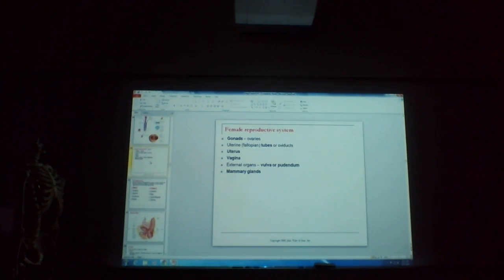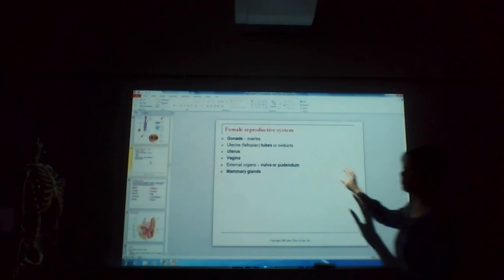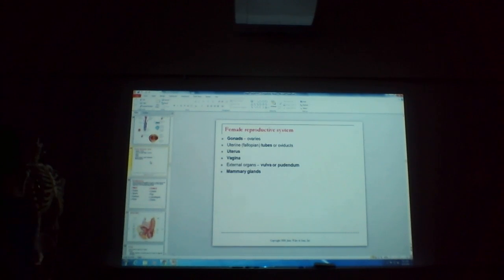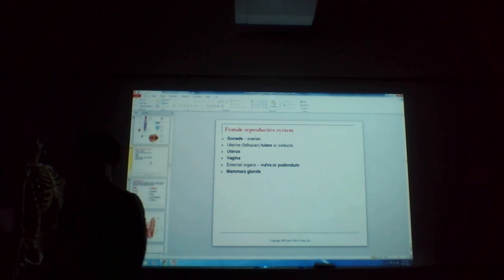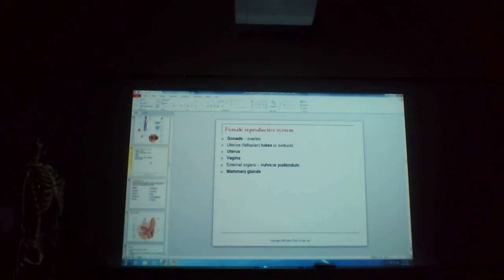There's the female reproductive system. So the gonads are the ovaries. What does gonad mean? Gonad means first sex organ, where your gametes are formed, right? What is a gamete? The sex cell, the sperm and the egg cell. And the other organs here are accessory organs.